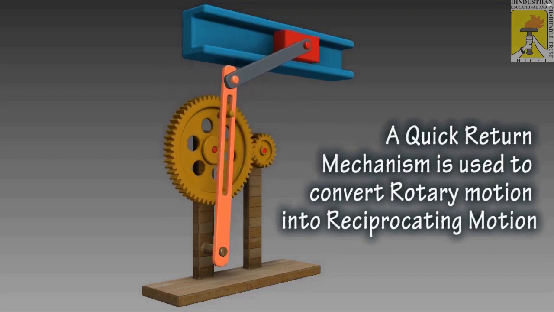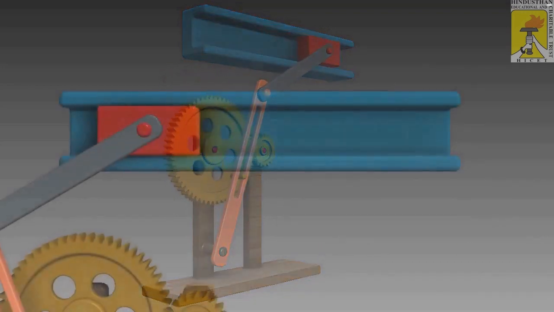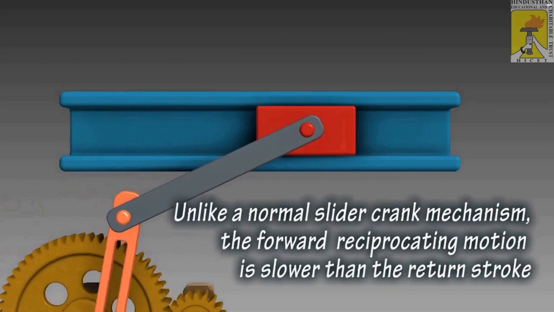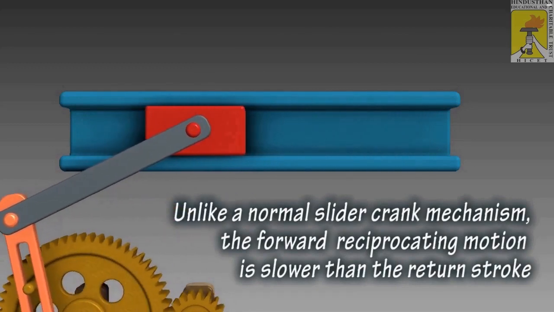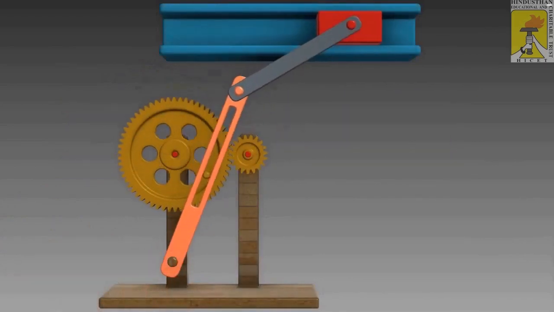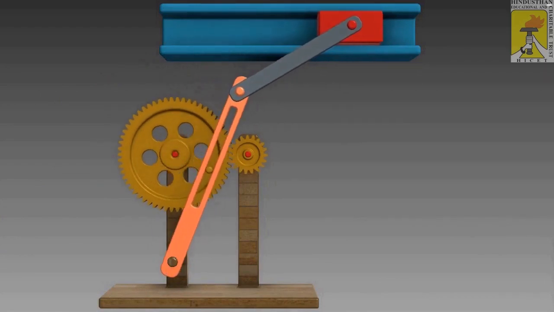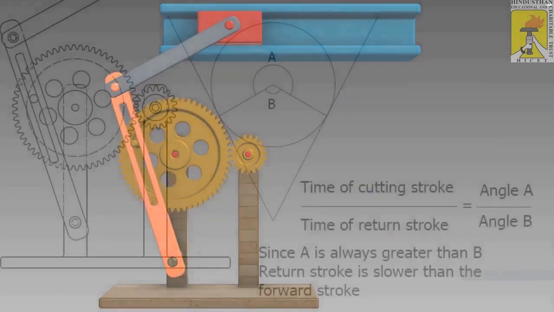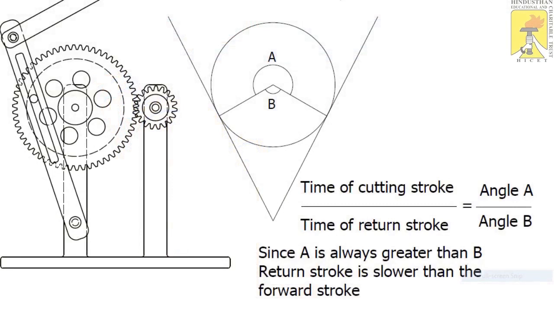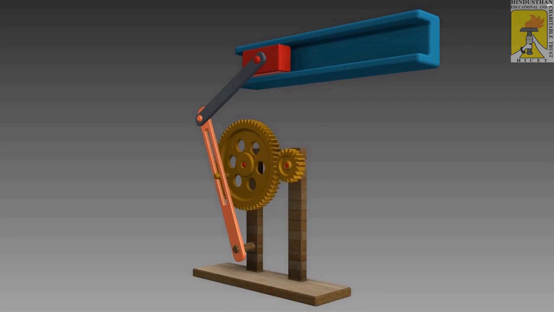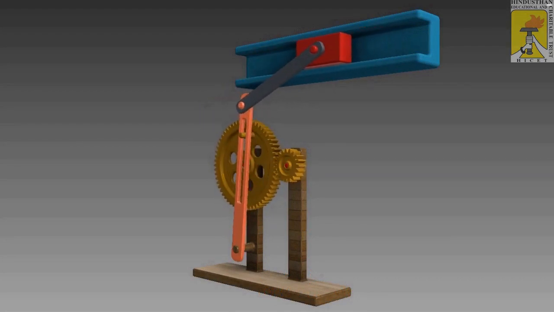This is the mechanism. A quick return mechanism is used to convert rotary motion into linear motion. In a normal slider crank mechanism, the forward reciprocating motion would be the same as the return stroke. In the video, the entire 360 degrees will be circulated. The timing of the cutting stroke A is the forward stroke, and the return stroke is B. Comparatively, A takes more time, so automatically the forward stroke moves slower and the return stroke comes faster.